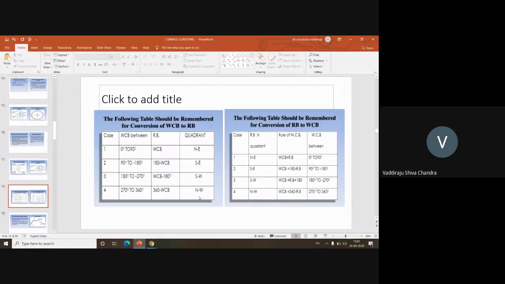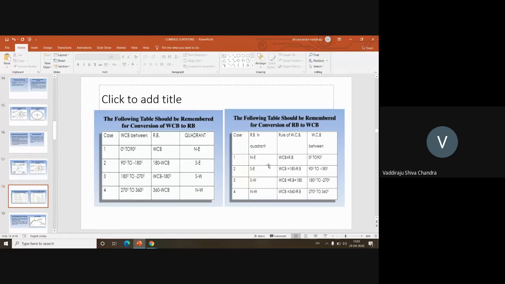But for your reference, I'm giving you the table. If the whole circle bearing value is between 0 to 90 degrees, the quadrant it lies in is the northeast quadrant, and the reduced bearing is equal to the whole circle bearing. If the WCB is between 90 to 180, the second quadrant, to get the reduced bearing you subtract the whole circle bearing from 180, and it falls in the southeast quadrant. If it is between 180 to 270, it is whole circle bearing minus 180. If it is between 270 to 360, it is 360 minus the whole circle bearing.